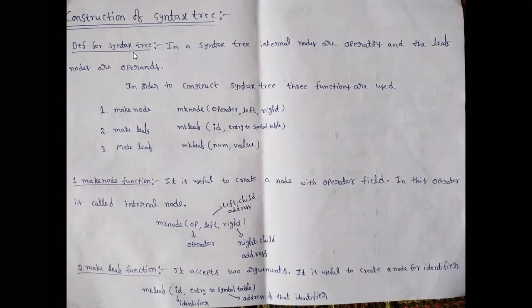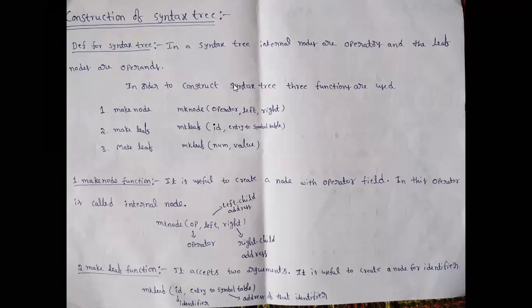So this syntax tree is such that operators are taken as internal nodes, and the remaining leaf nodes are taken as operands. What are operators? Plus, minus, star, division, all these are operators. Those are called the internal nodes. And operands are A, B, X, Y, Z like that. Those are the leaf nodes in the construction of a syntax tree.